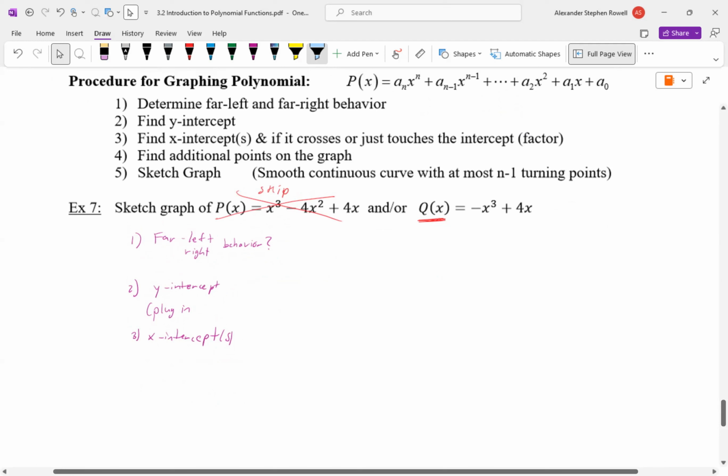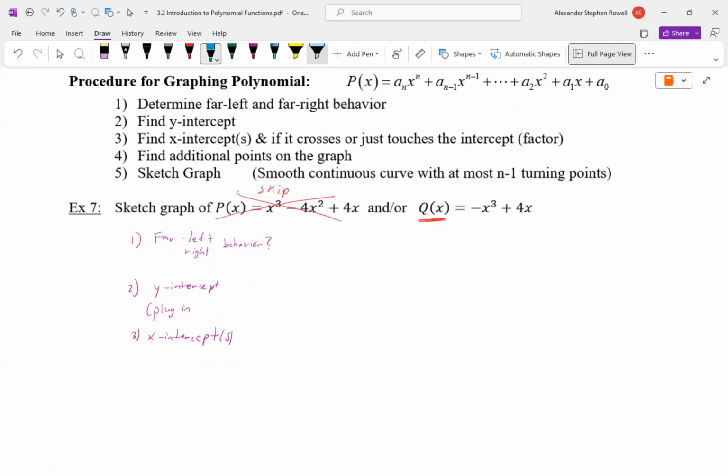What is the far left behavior of q of x? This is polynomial q of x, negative x cubed plus 4x. So to the left, or as x goes to negative infinity, what happens to my graph? It's dependent on the lead term, right? The lead term is negative x cubed. So you either memorize odd means opposite directions, okay? But the negative in front affects which way?